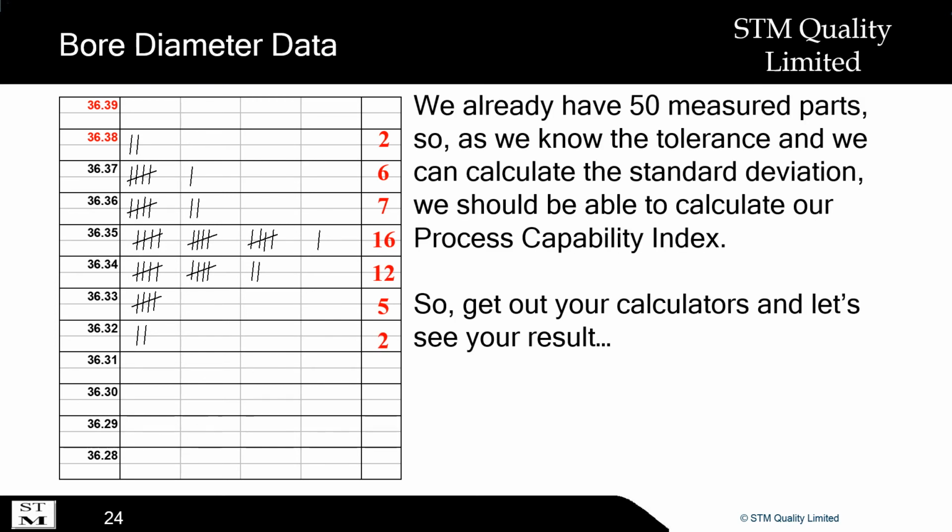We already have 50 measured parts, so as we know the tolerance and we can calculate the standard deviation, we should be able to calculate our process capability index. So get out your calculators and let's see your result.